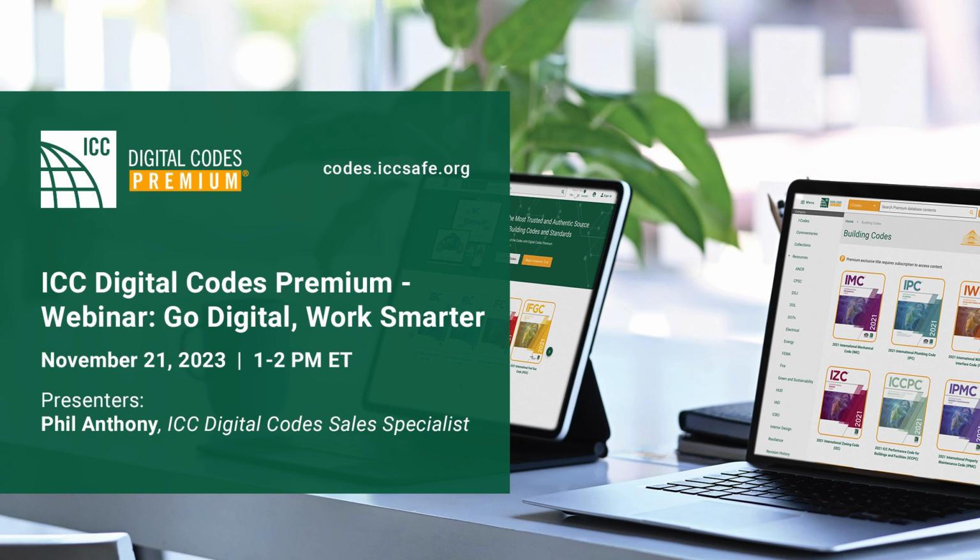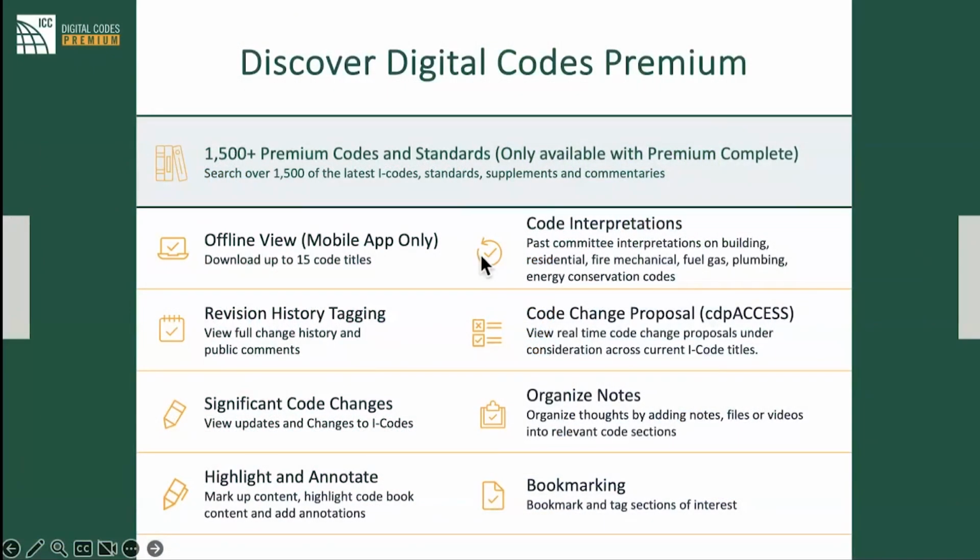All right, so getting started here, the ICC digital codes are available. It is a web-based software, and you have different levels of subscriptions that you can get a license for. When we talk about our digital codes, Premium Complete, that's what I'll mostly be referring to. I do that because we have about, I think it's 1,577 titles at this point in time. We continue to add more titles to that collection as they become available.